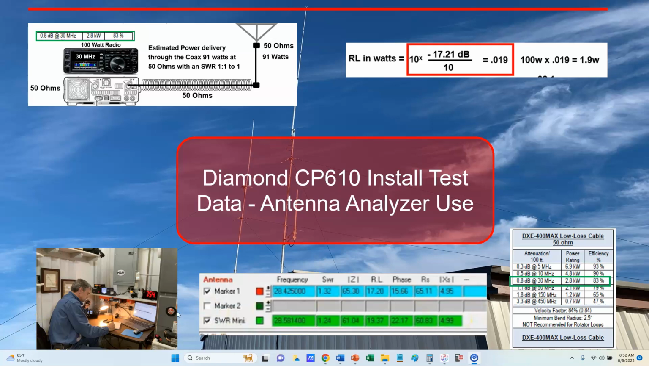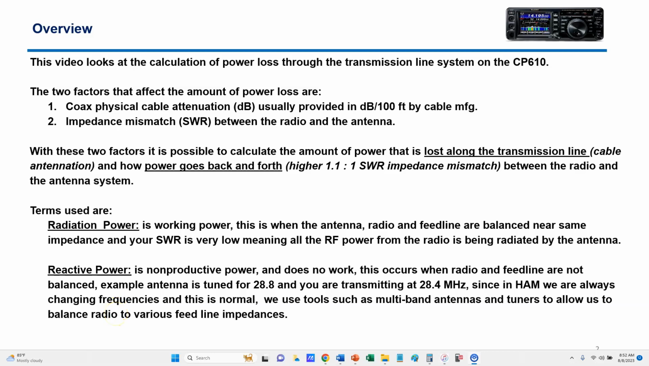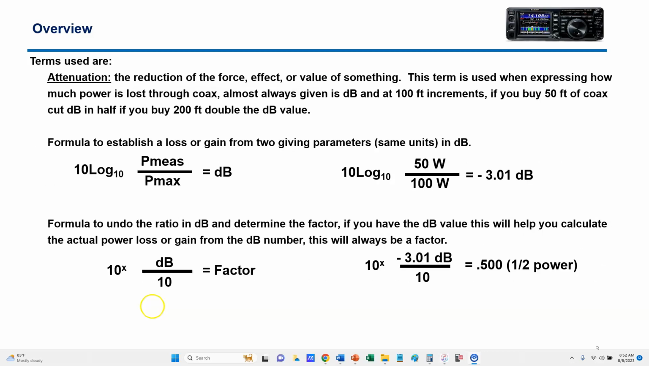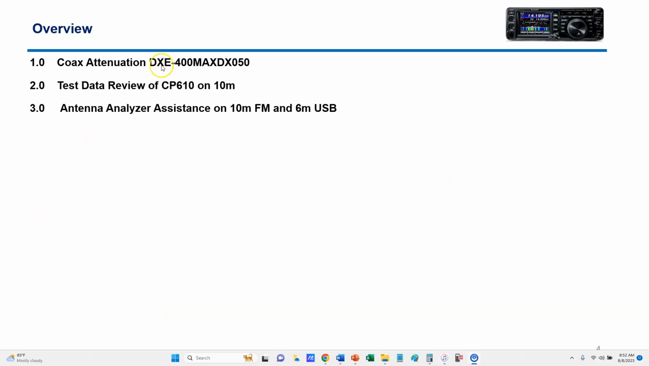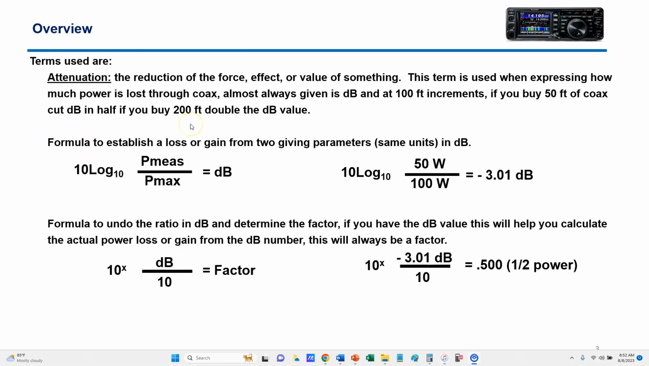What I'm going to go over in this video is some of the more specifics on some of the numbers that I collected on the Charlie Papa installation. I purchased new coax, the DXE 400 from DX Engineering, and also purchased the Charlie Papa 610.